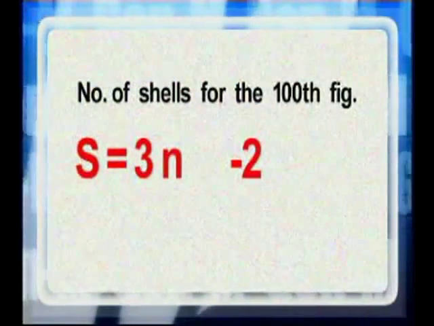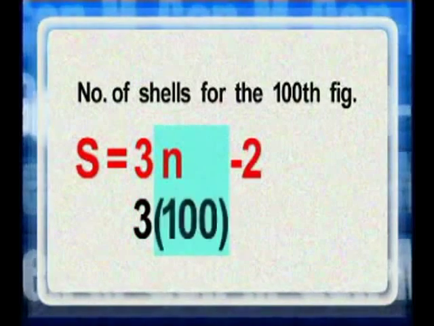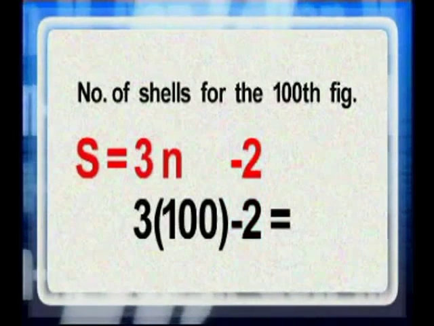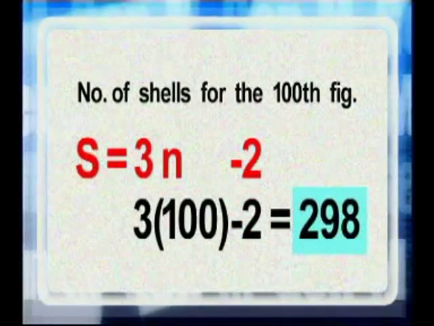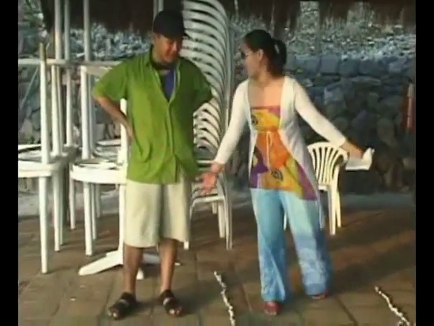I get it! If I want to know the number of shells needed for the 100th figure, I just have to substitute the 100 in place of n. So, S is equal to 3 multiplied by 100 minus 2 is equal to 298. I will need 298 shells. Yeah! And you don't have to line up these shells in the entire seashore.